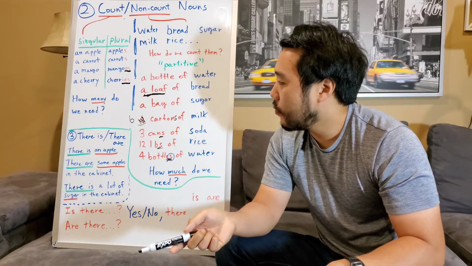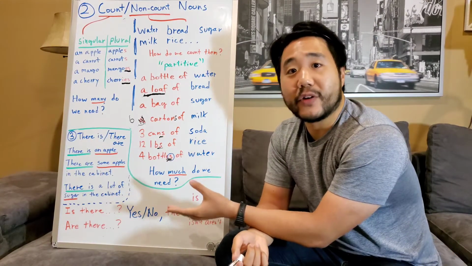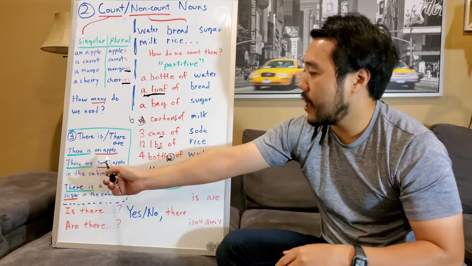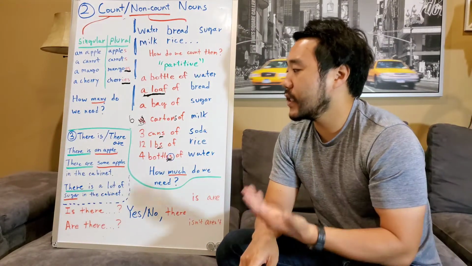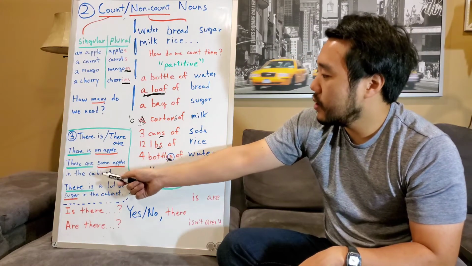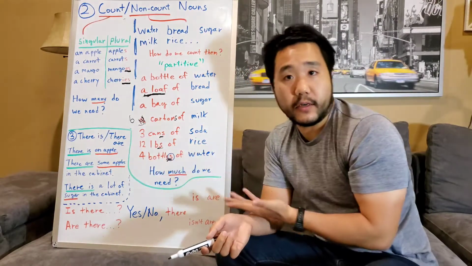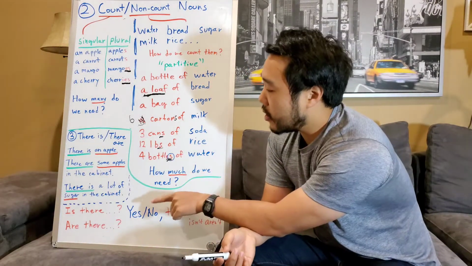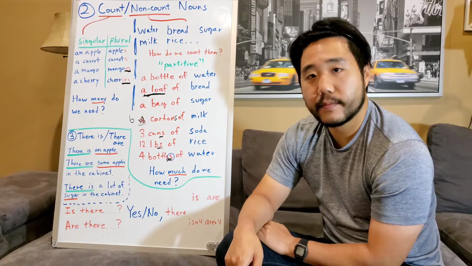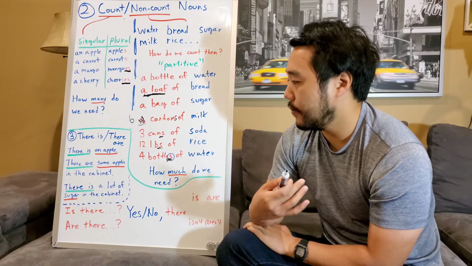And finally, we talked about there is, there are. We use there is for singular, and there are for plural. So there is an apple, there are some apples. Or I can say there are 6 apples in the cabinet. These are for count nouns. And for non-count nouns, we use there is. So there is a lot of sugar in the cabinet. Sugar is a non-count noun. So we say there is.